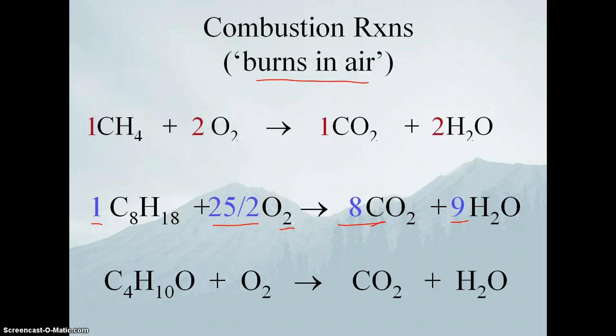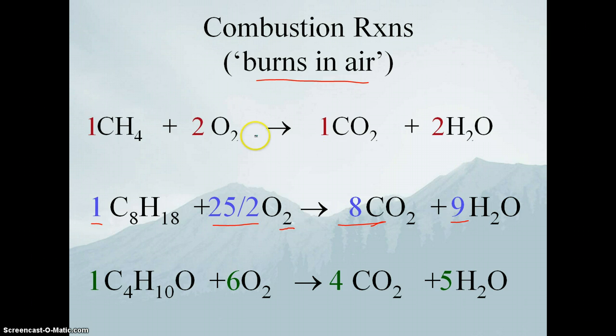And our last example is C4H10O, again, combustion, and the combustion implies that one of the reactants is oxygen, which comes out of the air, and our products are carbon dioxide and water. Go ahead, pause the screencast, balance that equation. I get 1, 6, 4, and 5.